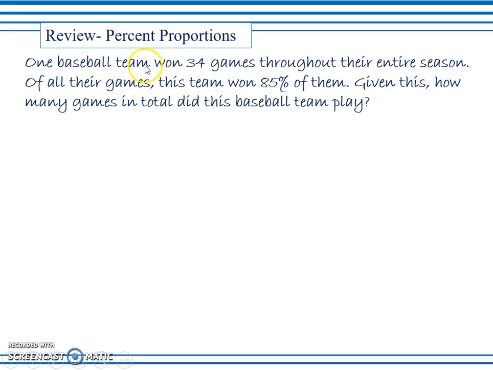It says one baseball team won 34 games throughout their entire season. Of all their games, this team won 85% of them. Given this, how many games in total did this baseball team play? We know that they won 34 games, so that's part of their games. So let's write our proportion equation. Here's our proportion equation. We know that they won 34 of the total. We don't know the total, so B is our variable.